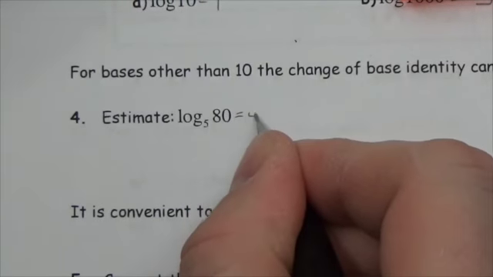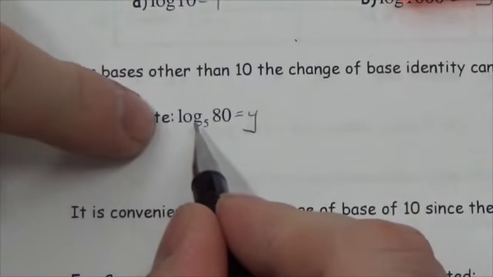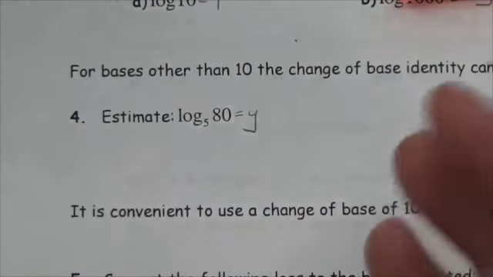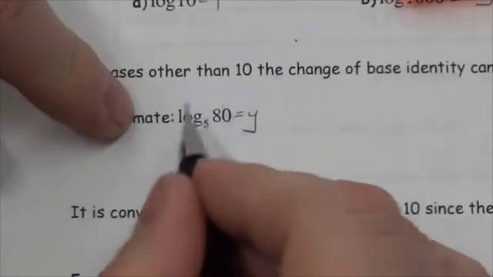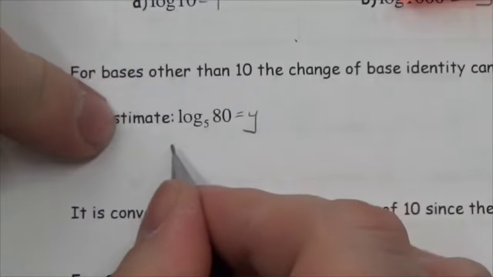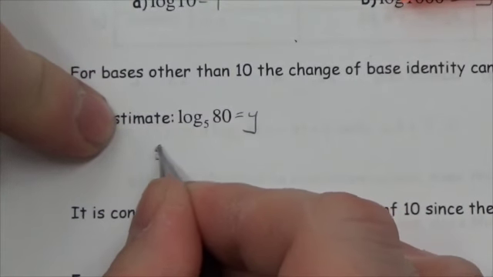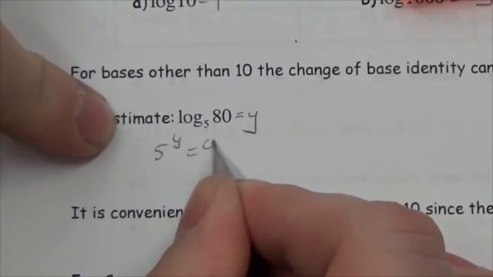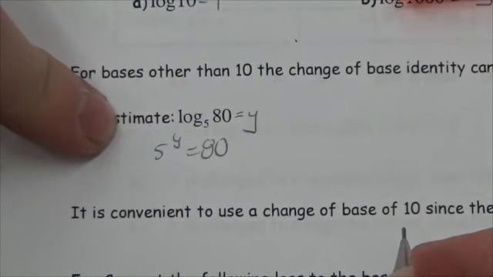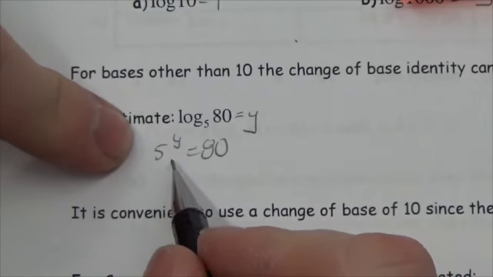This log base 5 of 80 is what? Well, let's just take a look and see if we can think our way through this. So log base 5 of 80 is equal to y. Let's say I don't know what it is. I can't figure this out right now. Let's convert this to the exponential form. What this would be is base 5 to the y is equal to 80.